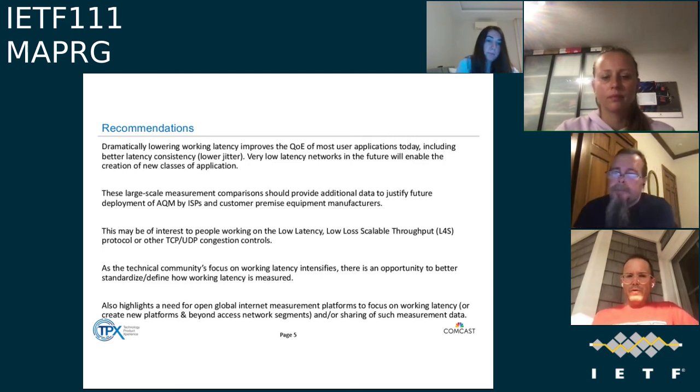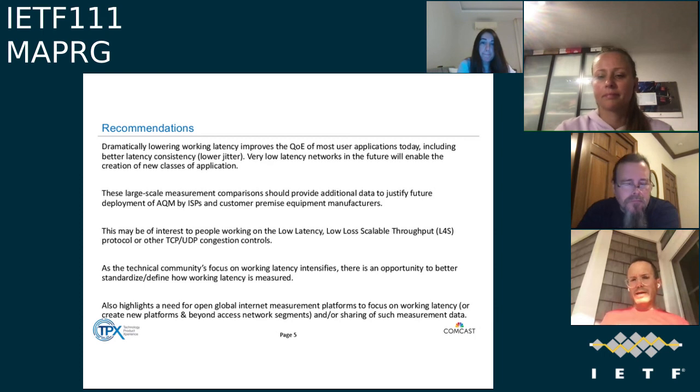So moving on, I think we saw dramatically lower working latency as a result of turning AQM on, and it was really great to have this large-scale measurement system in place just before we did all of this. Certainly, our recommendation is that ISPs and equipment makers should continue to deploy AQM.